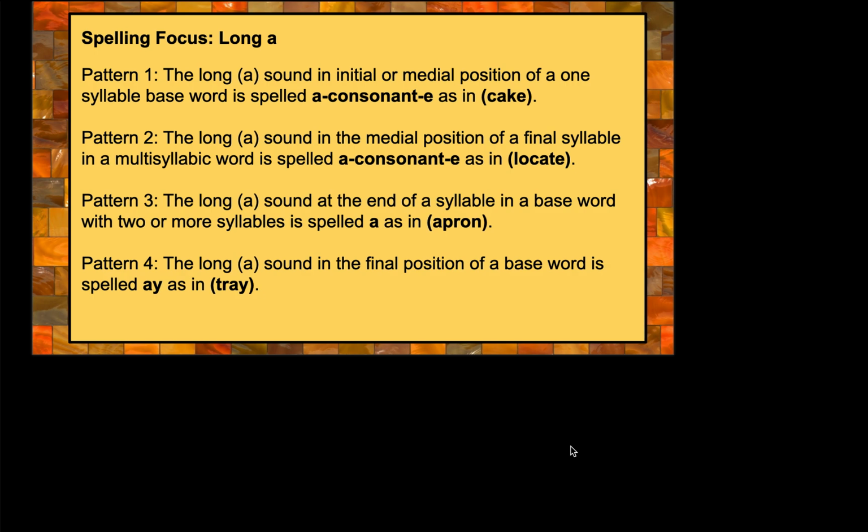The next pattern says the long A sound at the end of a syllable in a base word with two or more syllables is spelled A, as in apron. So when you hear the A sound at the end of a syllable in a base word with two or more syllables, such as apron. So apron has two syllables, and you hear the A sound at the end of that first syllable.